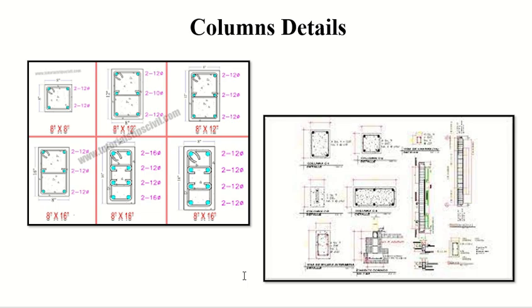Column details. So again, see the cross sections. You can see the bars we are using. You can see the arrangement of the bars. So it's not straightforward like a beam. There's 2 on the top, 3 at the bottom. No, you can see the bar arrangement is very different.